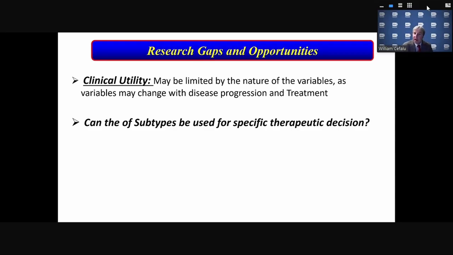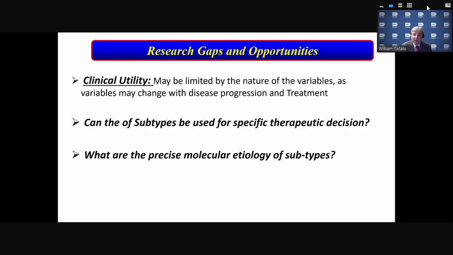And can these subtypes now be used for a specific therapeutic decision? Those are issues that still need to be addressed. The other underlying issue is, what is the precise molecular etiology of these subtypes? And here there's been some very interesting data.